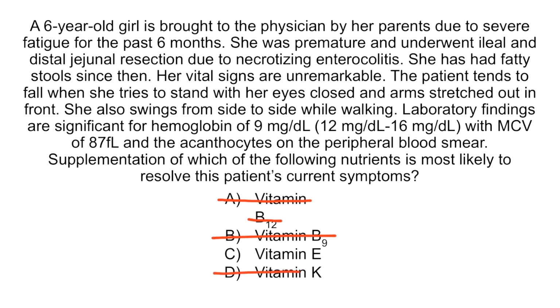Finally, option D is incorrect because vitamin K deficiency leads to increased bleeding tendency rather than neurologic dysfunction and normocytic anemia. And that concludes our lecture on vitamins E and K.